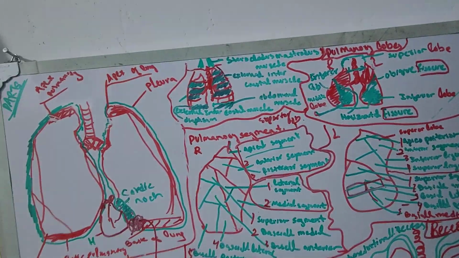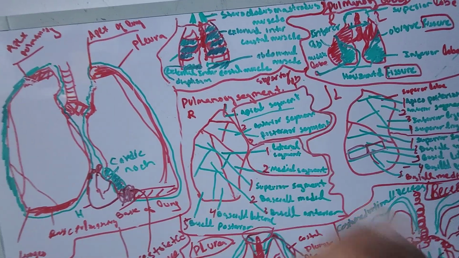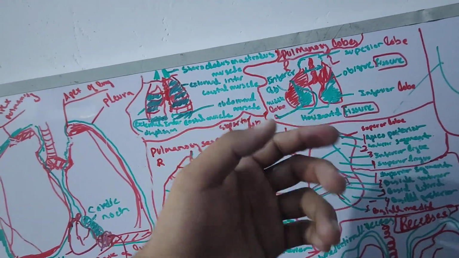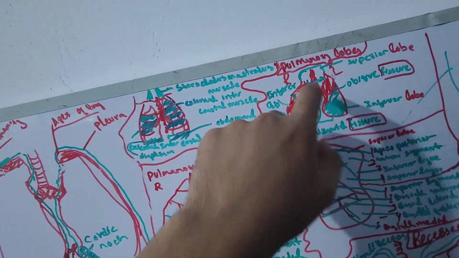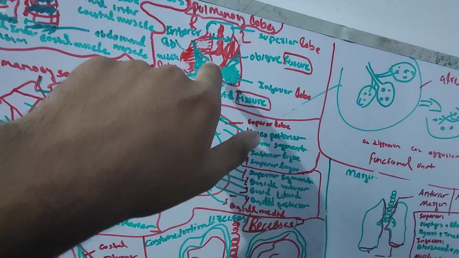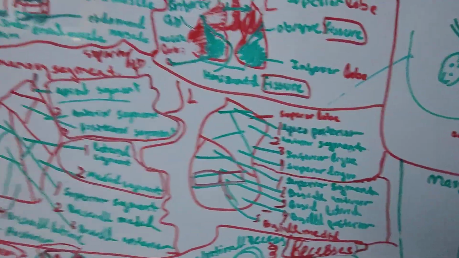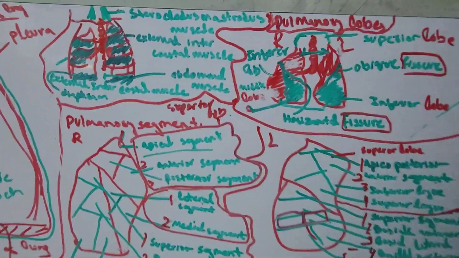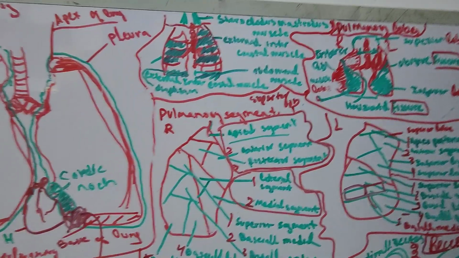What are the three lobes of the right lung? First is the superior lobe, the upper lobe, this area. Then we have the inferior lobe, this area. Then we have the middle lobe in the middle. It's the same here, inferior lobe, superior lobe. Okay, so now the lobes are done.